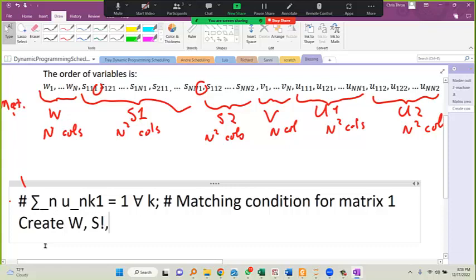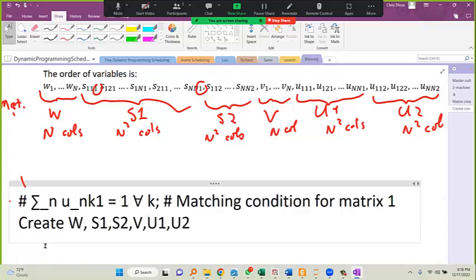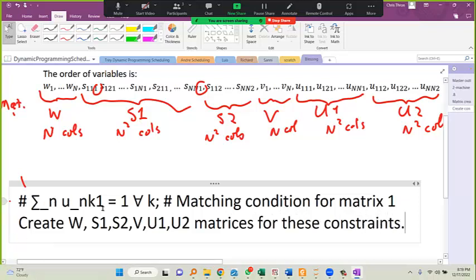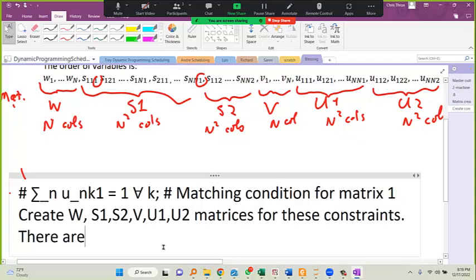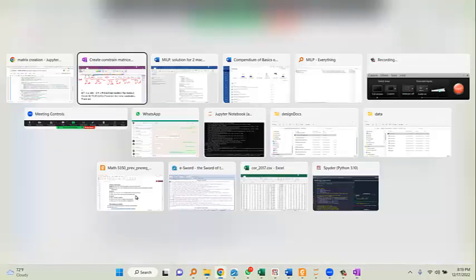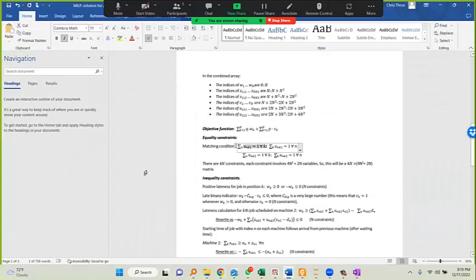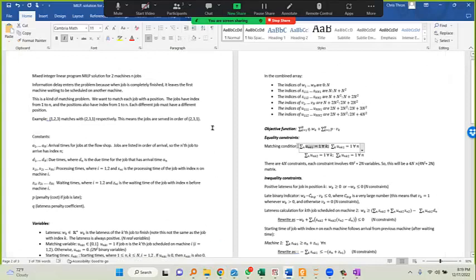W, S1, S1, S2, V, U1, and U2 matrices for these constraints. Okay. Now, how many constraints are there in this set? Yeah, for the summation of UN. The first one, you have UN. It might be clearer from here. Well, it's the same constraints here, but it might be clearer from here.